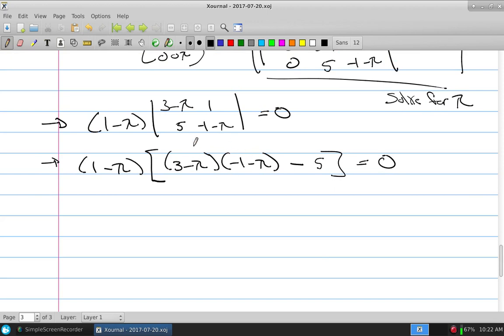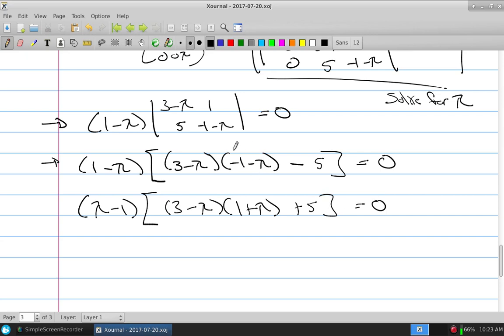I suppose the easiest way to do all of this, if you want to make your life a little different, is I could factor the negatives out, which would flip those two in order. However you want to do this. Say lambda minus 1 all times 3 minus lambda times 1 plus lambda plus 5 equals 0. I just took a negative out of this to here, took that negative and that negative out, which flipped the order there. I'm just trying to make it a little bit easier.